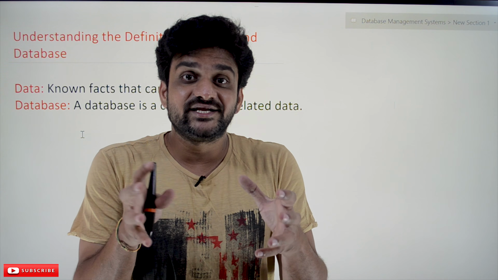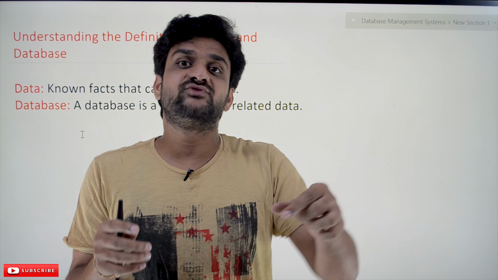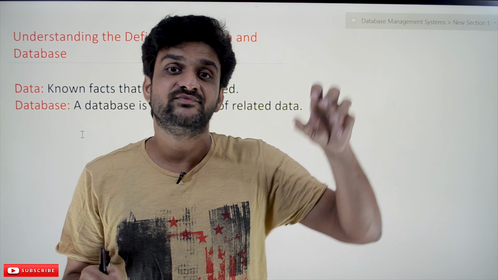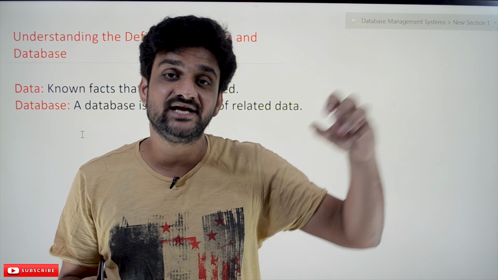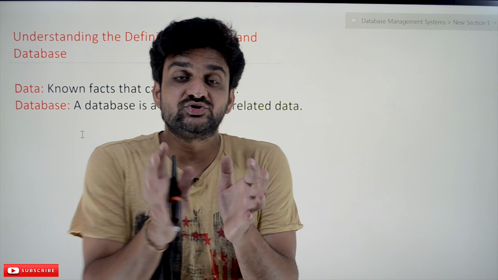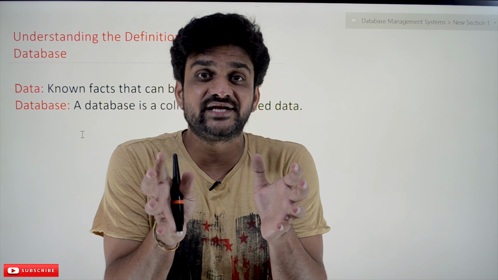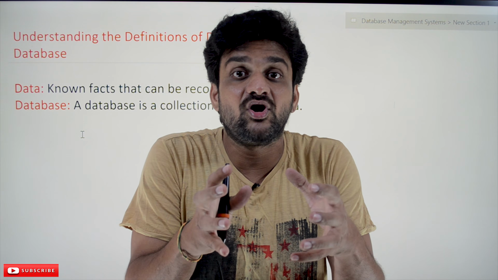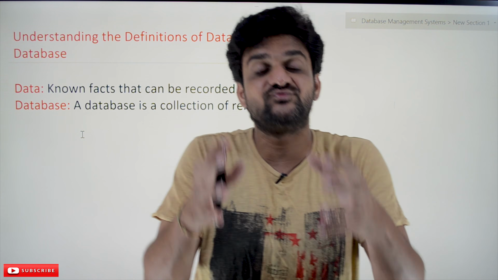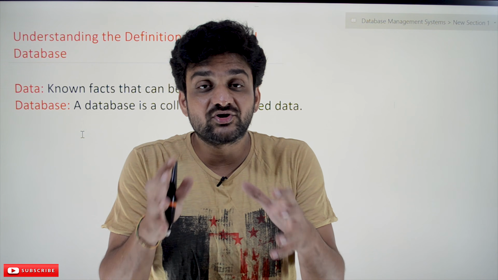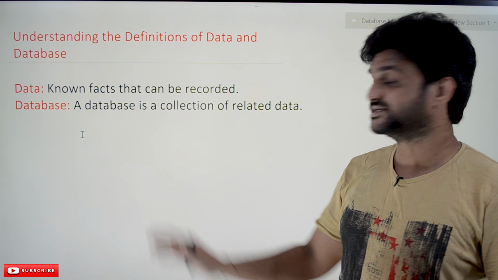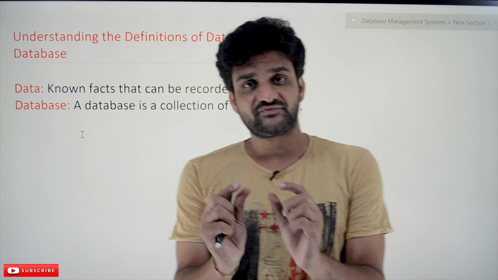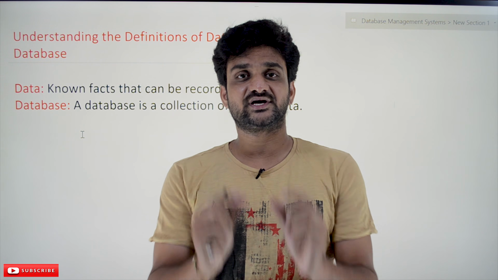So related data, in the context of a phone book, is the name of your friend, phone number, email address and the address of your friend. Those are the data which are related to the phone book. That collection of related data is what we call a database. Okay, so these are the basic definitions that we have to understand. Hope you got the clarity on this concept.